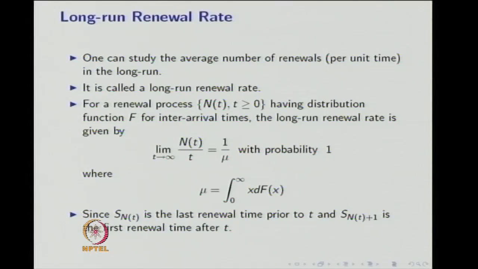One can study the average number of renewals per unit time in the long run. It is called the long run renewal rate. For a renewal process having a distribution F for the interarrival times, the long run renewal rate, that is the limit as t tends to infinity of N(t) divided by t, will be 1 divided by mu with probability 1, where mu is nothing but the mean of the interarrival time.